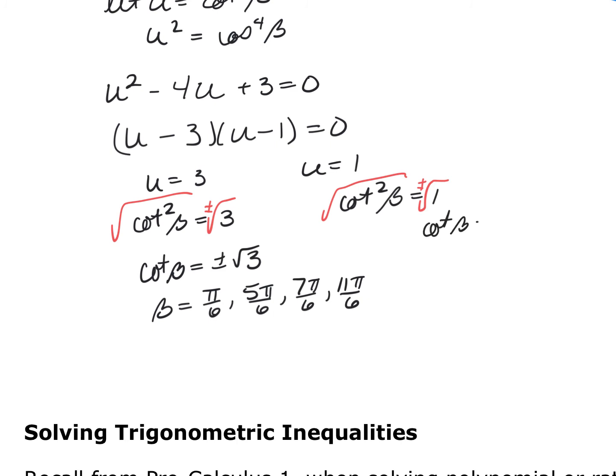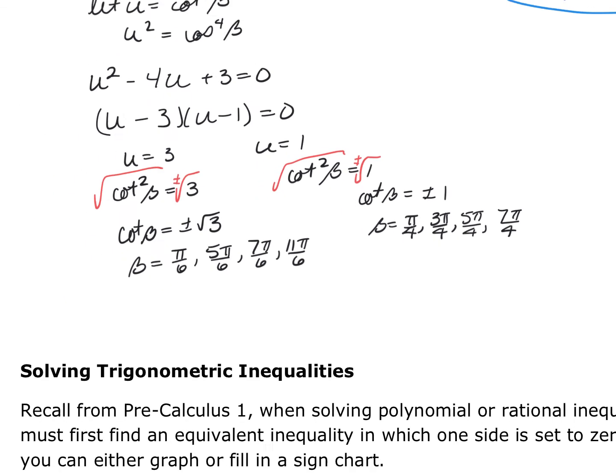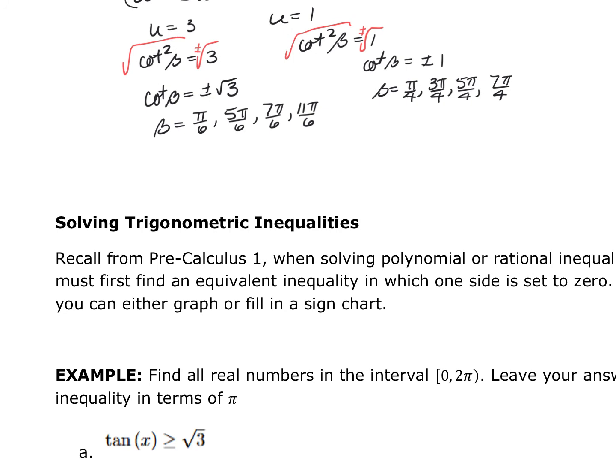Cotangent of beta is equal to plus and minus 1. This happens when beta is equal to pi over 4, 3 pi over 4, 5 pi over 4, and 7 pi over 4. Do not forget that plus and minus, or you have lost half of your solutions, which means you would get 50% on this because you have lost half of your solutions. 50% is not passing.